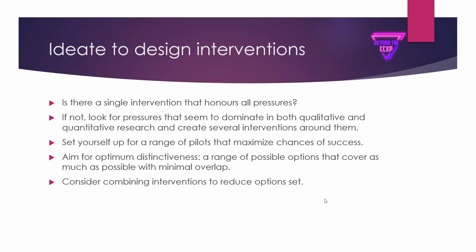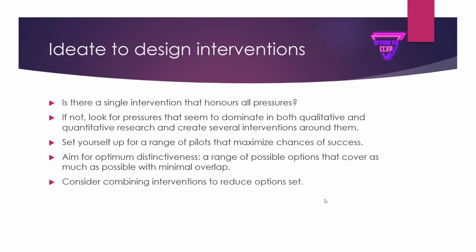If not, look for pressures that seem to dominate in both the qualitative and the quantitative research and create several interventions around them. You want to set yourself up for a range of pilots that maximizes the chance of success. You want to aim for optimum distinctiveness, which is a range of possible options that cover as much as possible with minimal overlap. And then you want to consider combining interventions to reduce the option set as you close in on creating your final list that you're going to go forwards with.